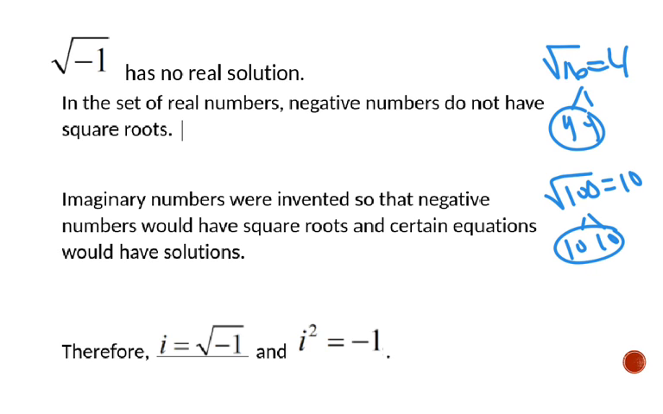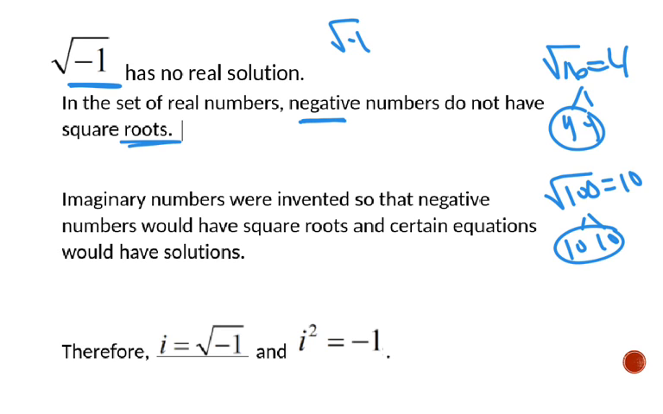gives you 100. Well, if I had the square root of -1, that doesn't have a square root. There's no real solution to that because there's no number where you can multiply it by itself to give you a negative number. So you can't take the square root of negatives. It says in the set of real numbers, negative numbers do not have square roots. You can't do that. So we want to be able to take the square root of that.